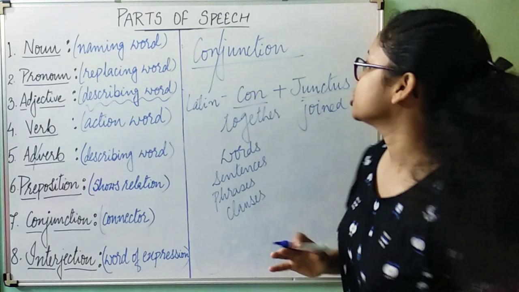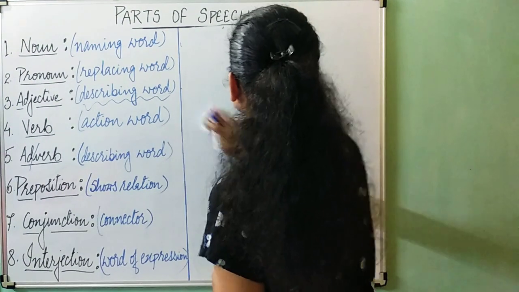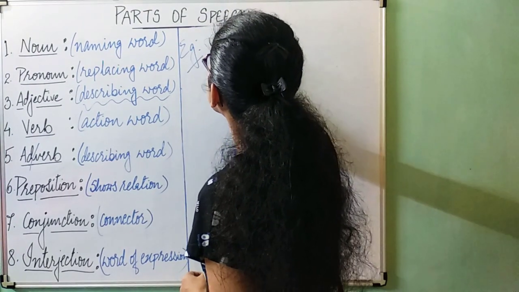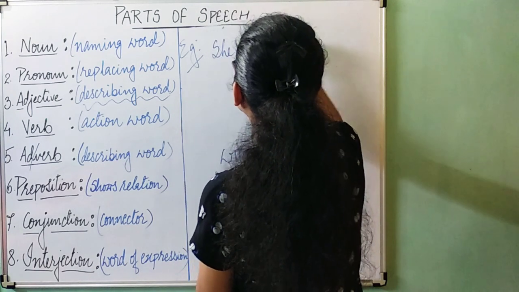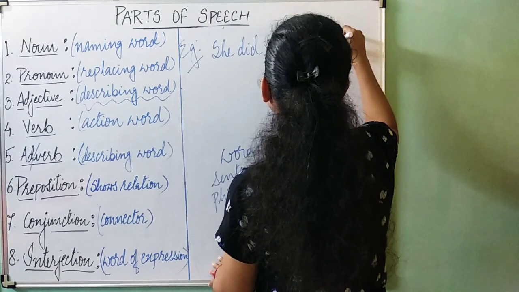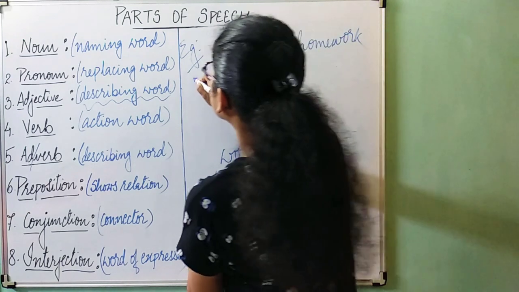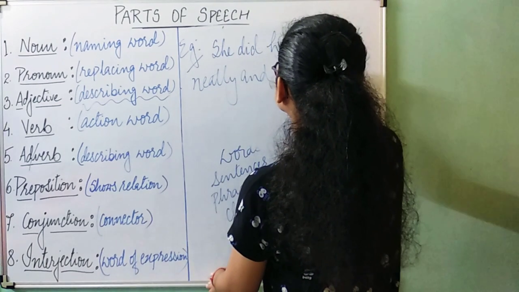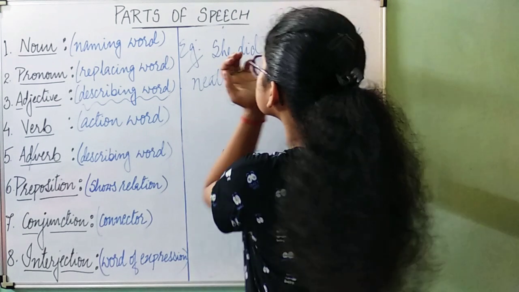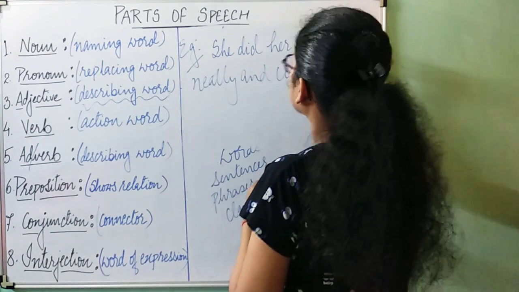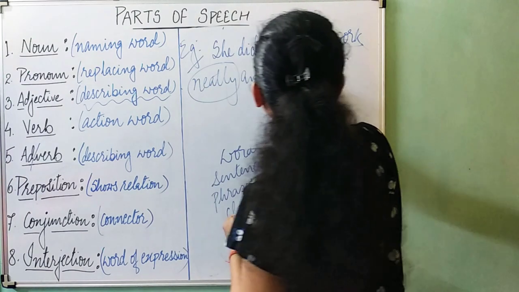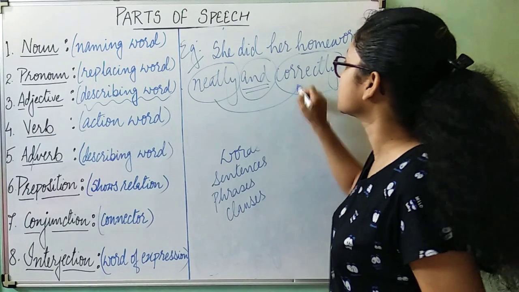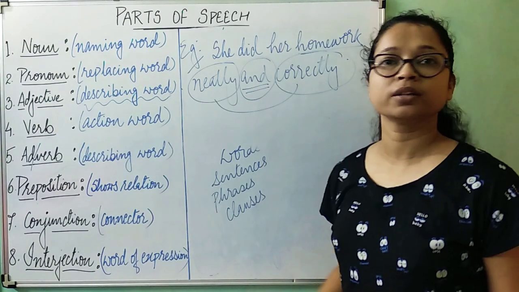Let me just show you with the help of an example. We can say, she did her homework neatly and correctly. See over here, she did her homework neatly, correctly, which has been joined with the help of and. So what is and doing? It's just joining these two words without changing their form.